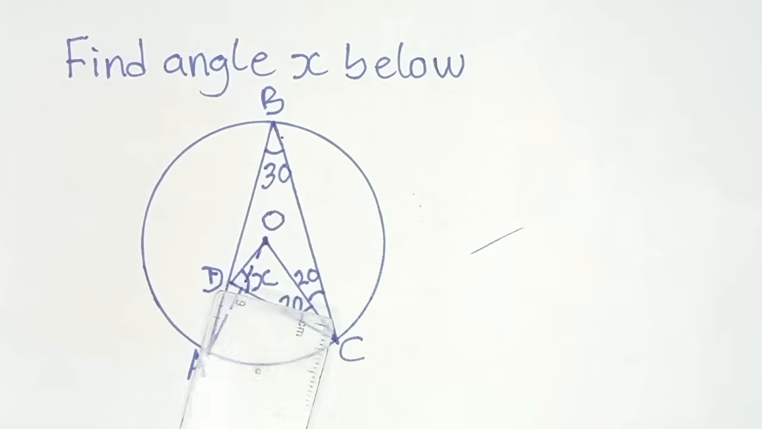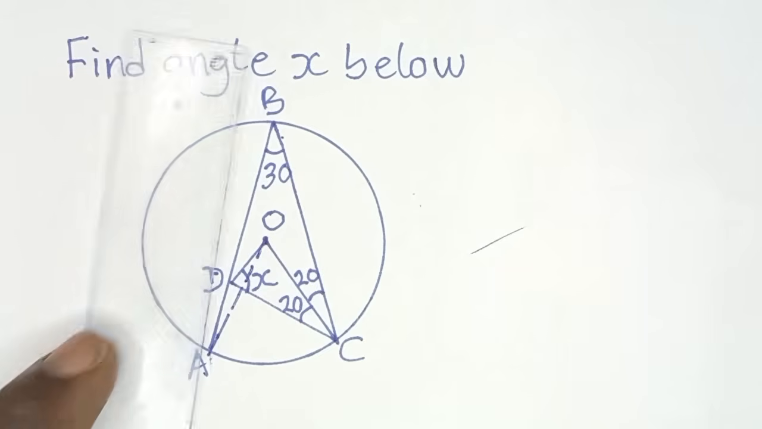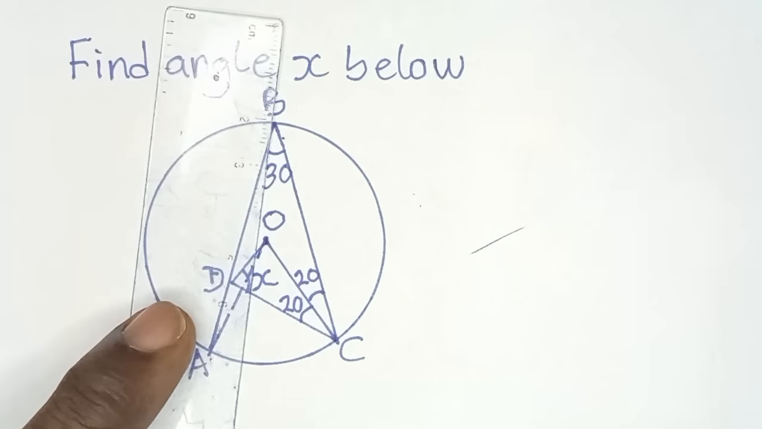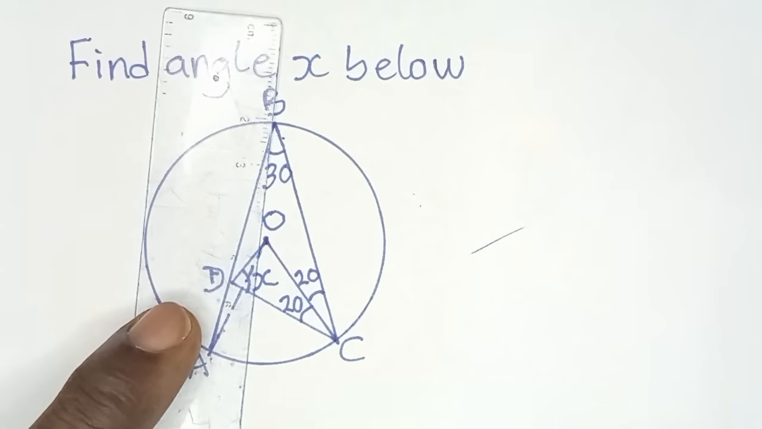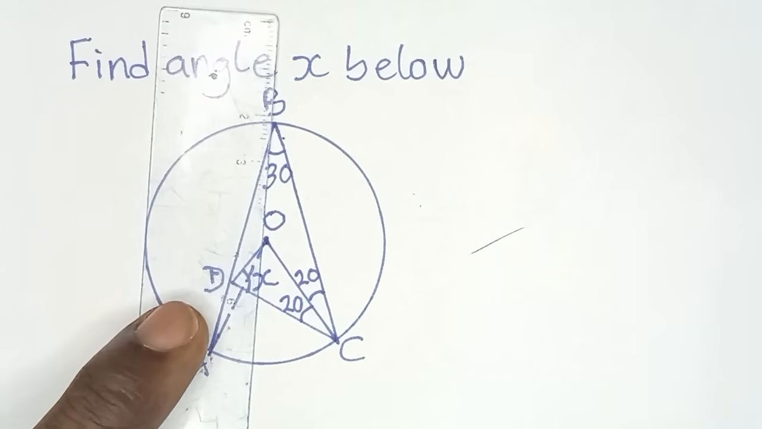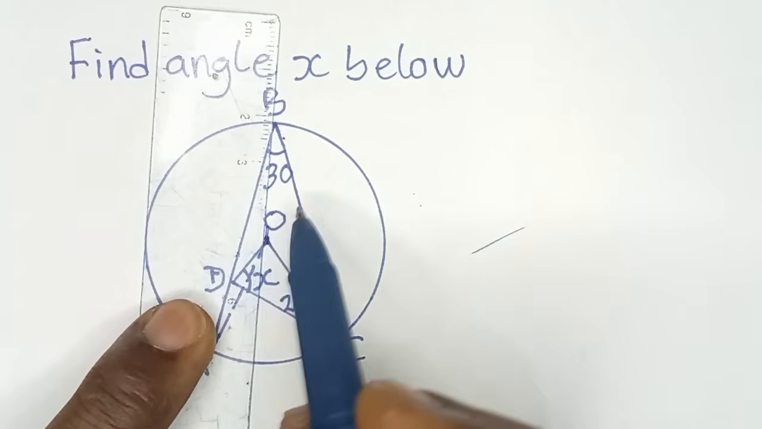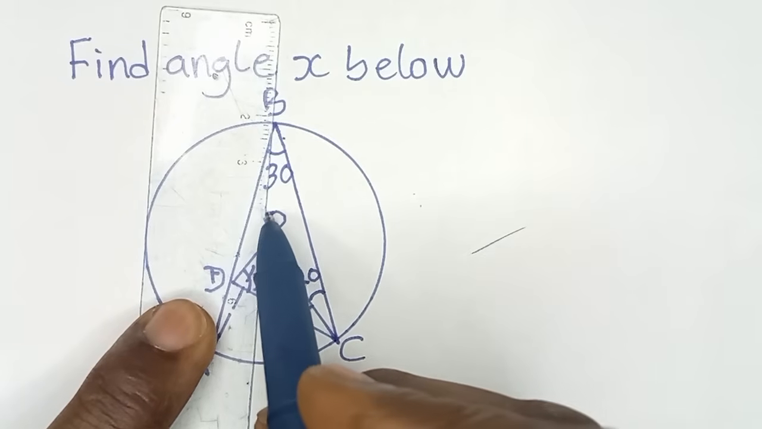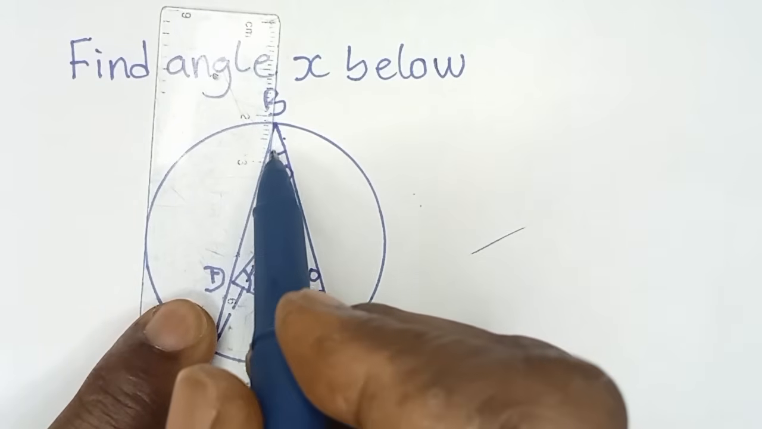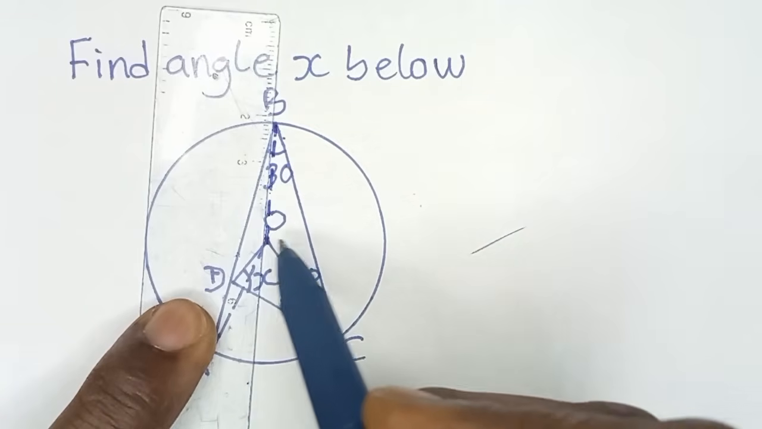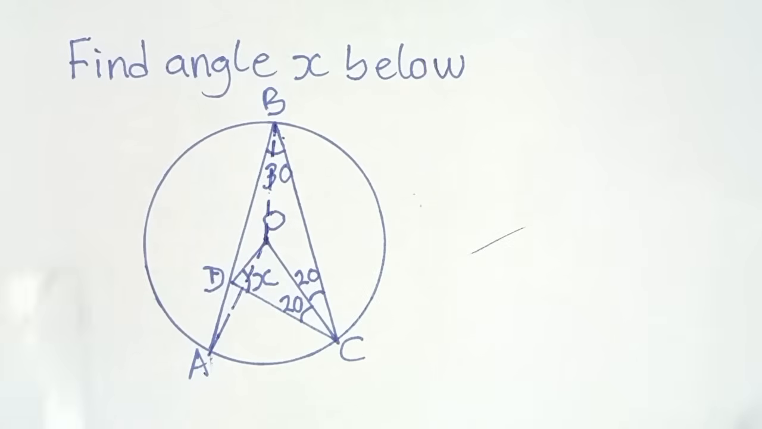Now, another line I also like to trace so that this thing becomes easy for us to see is a line from B to the point O. From B to point O so that we can see it clearly. You can see the line there. Now, this line will make it easy for us to identify the isosceles triangle in this diagram.